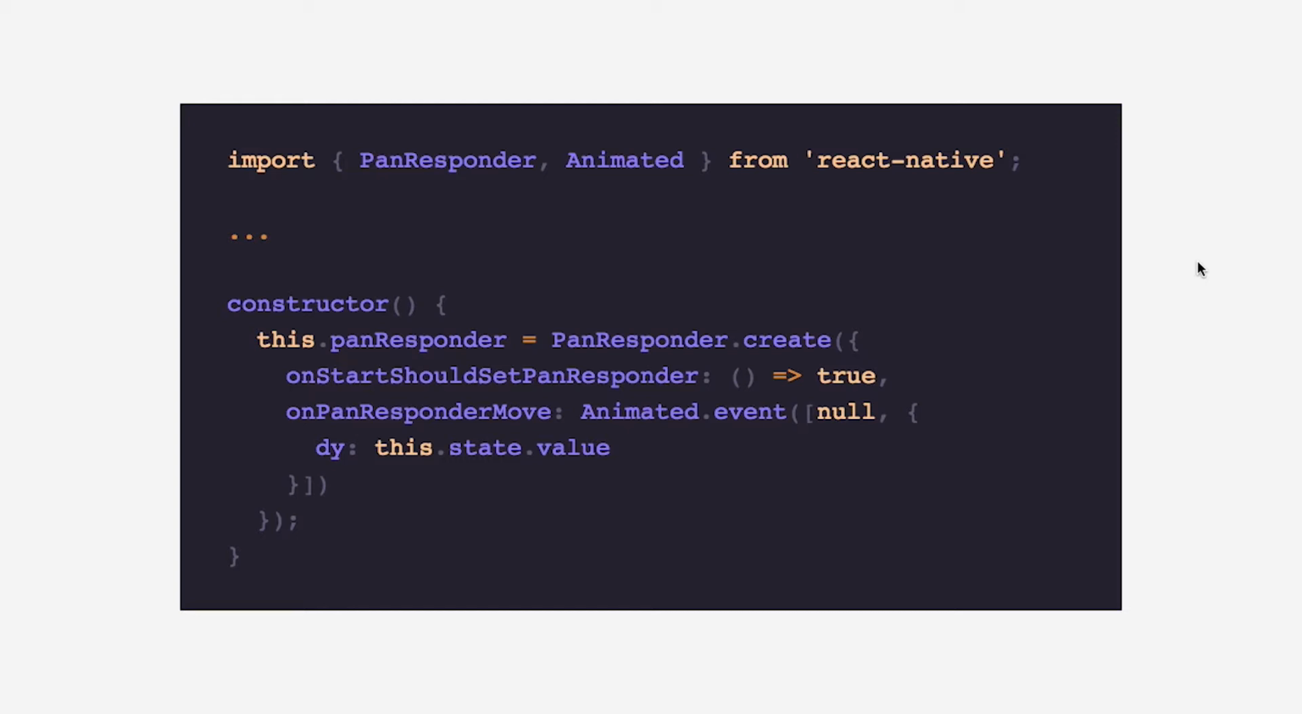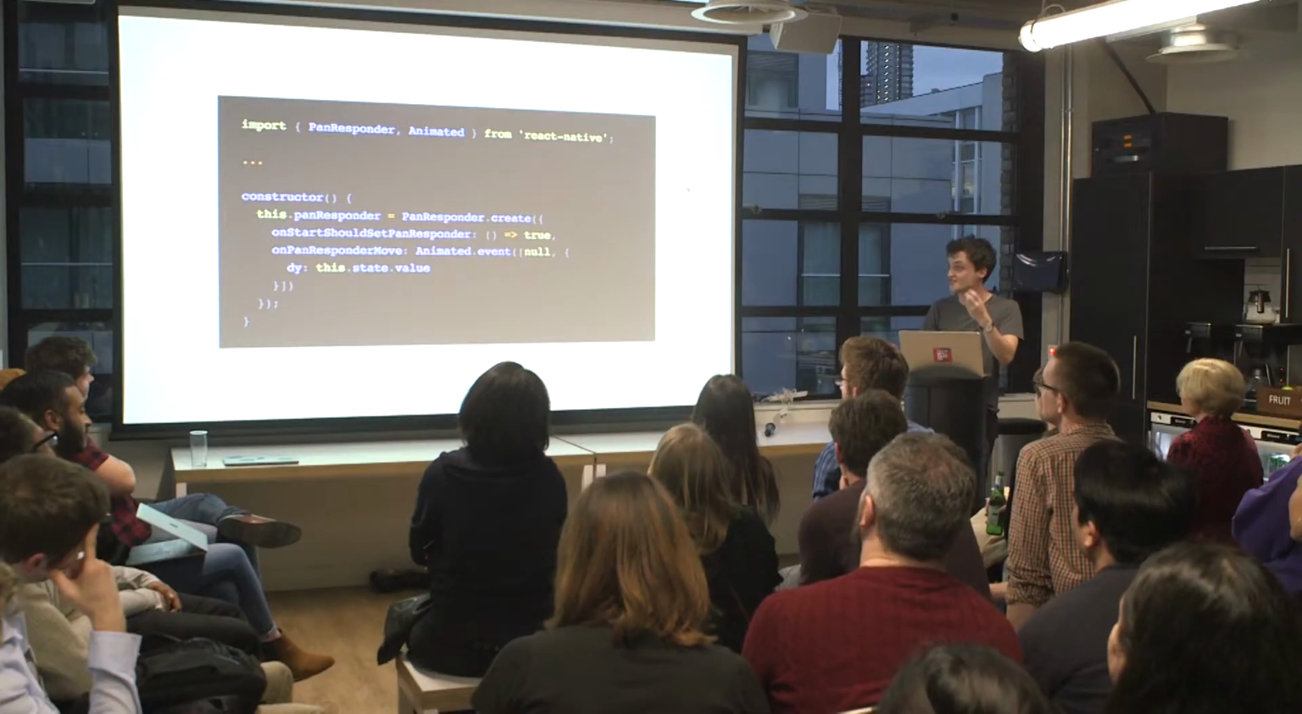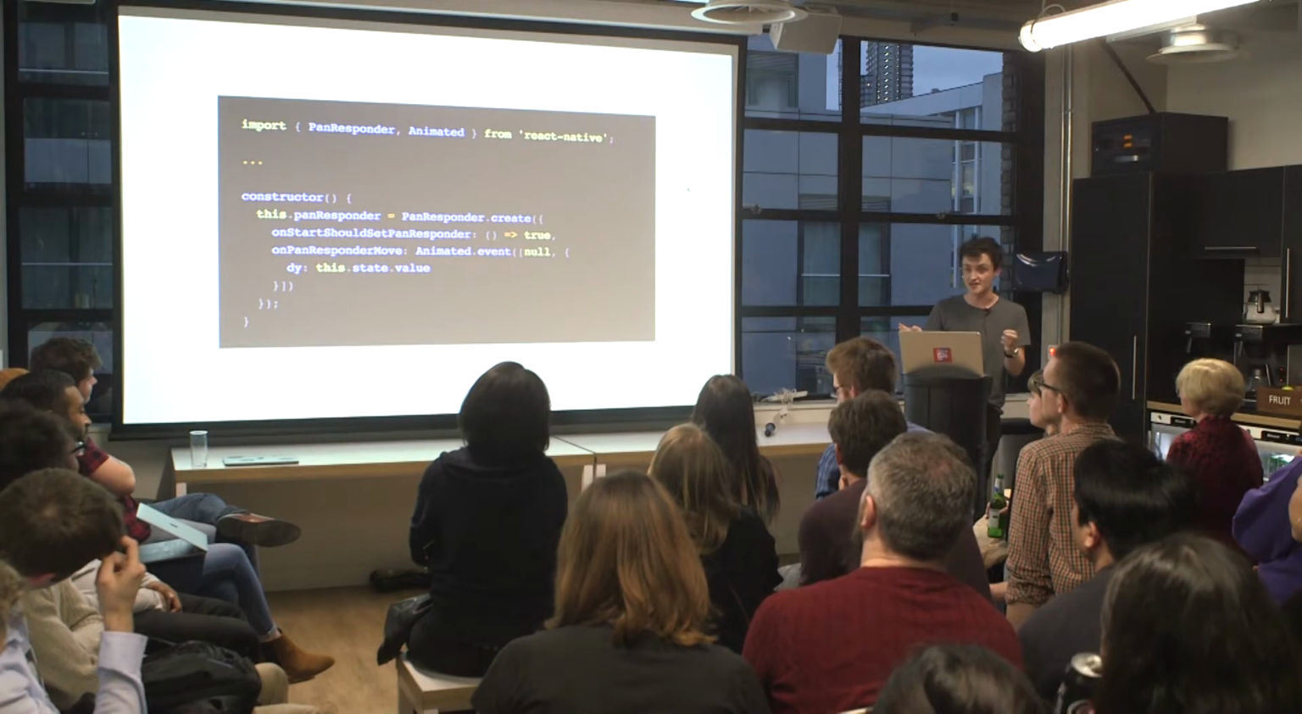This first bit, on start should set pan responder, returns true. I have no idea what that means. But on pan responder move is the important bit. It's meaning when the thing is being touched, this function gets called. And then again, a really weird API, this animated event thing. I can't remember what null is replacing there, but the key bit is that on the movement event, we're binding dy, the change in vertical position of the touch, to our animated value.